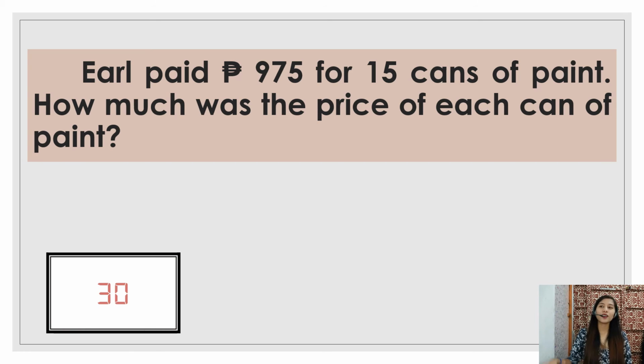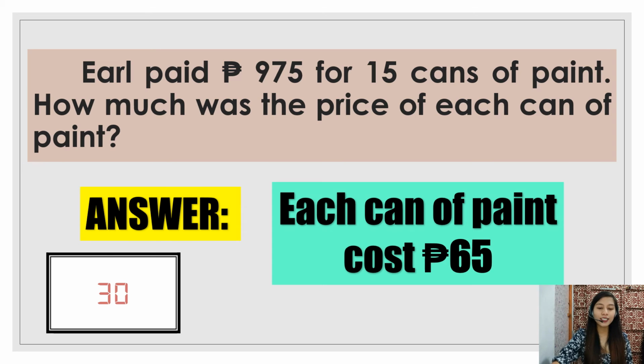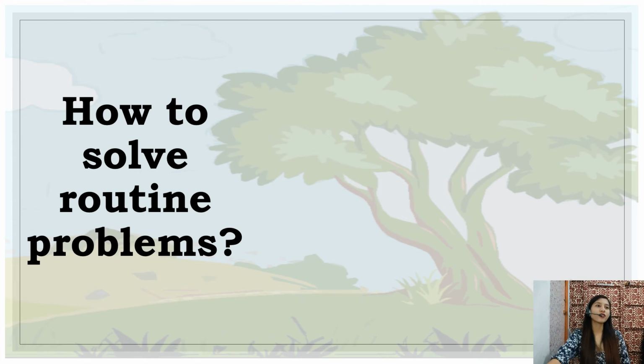Okay, time's up. So the answer is 65 pesos. We divide 975 by 15 and come up with 65 pesos. So each can of paint costs 65 pesos. Okay, so now that you get our lesson, let us try to answer this one.